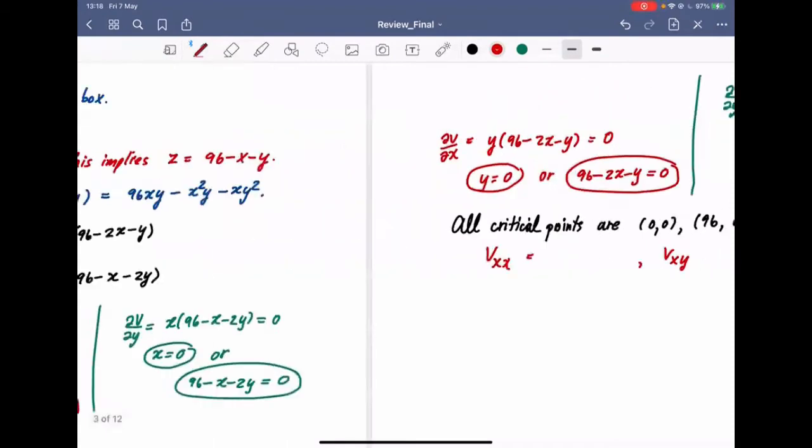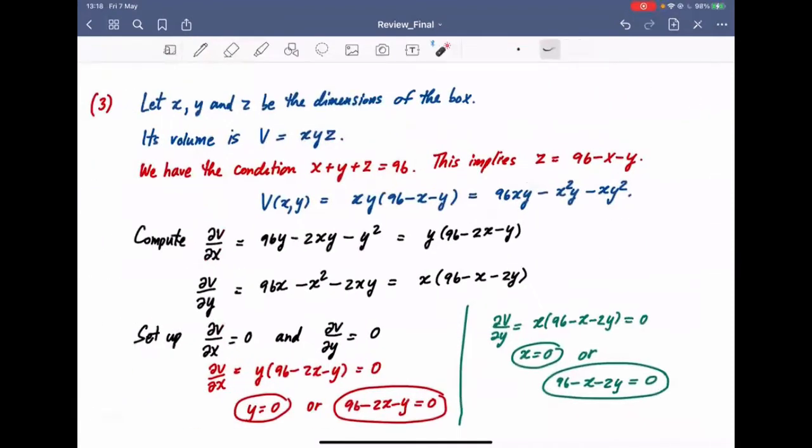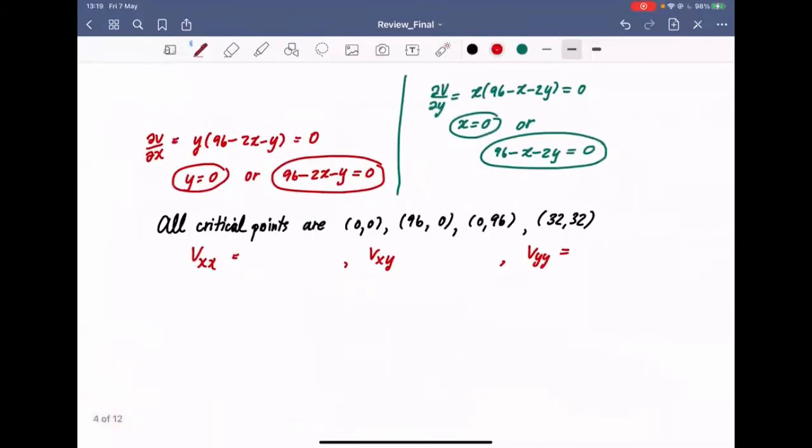So we have vx equal to this. If you differentiate with respect to x one more time, you can look at this term. This term is going to be constant, this term is going to be constant, so it's 0. And if you differentiate this thing with respect to x one more time, you get negative 2y. So that means here you get negative 2y. All right, that's the first one.